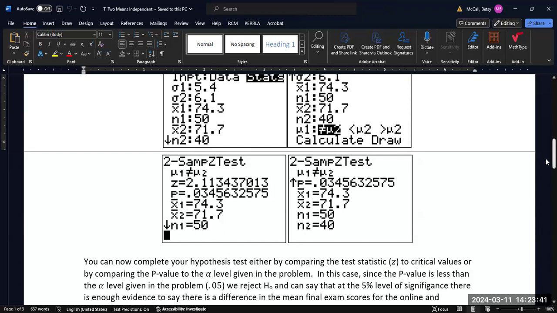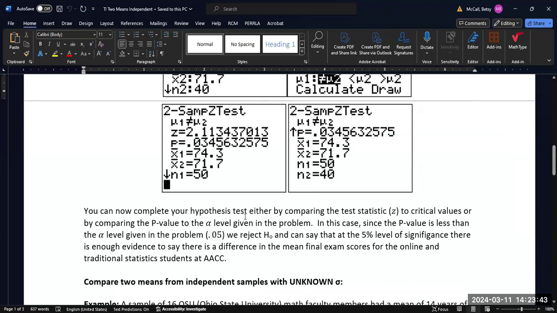Now, if our alpha value is specified to be 0.05, our p-value is 0.03, so that is lower than the significance level, and therefore we can reject the null hypothesis. This would indicate that there is a difference in performance on the final exam for the online students versus the traditional students.